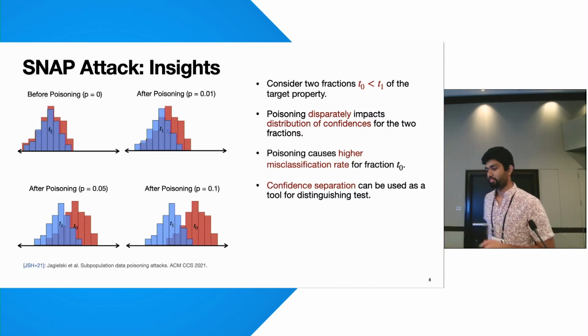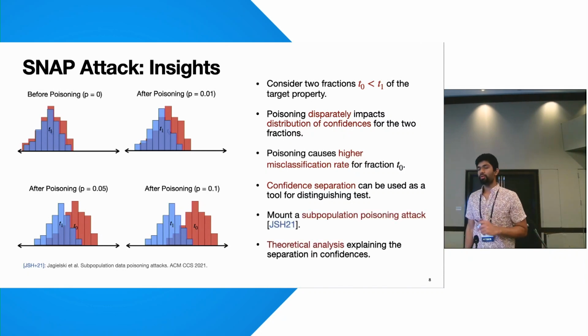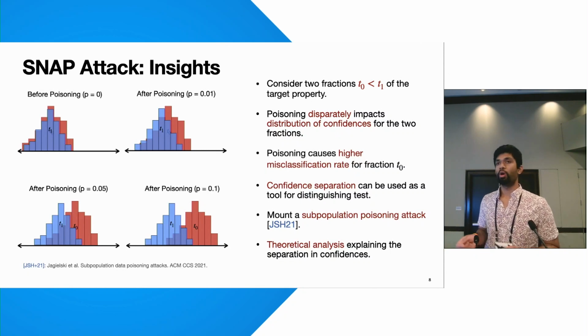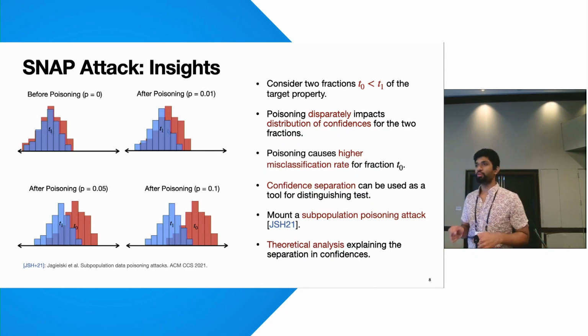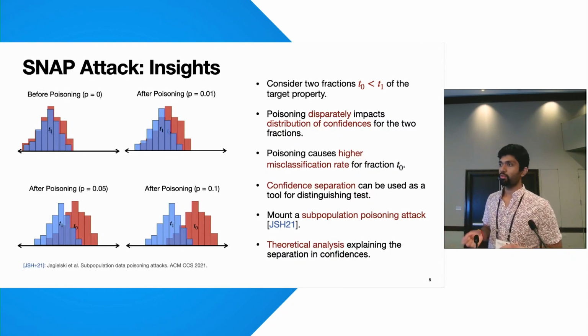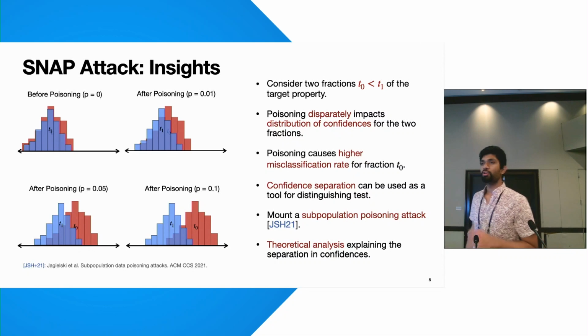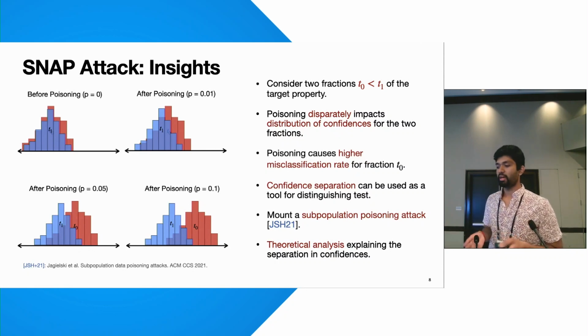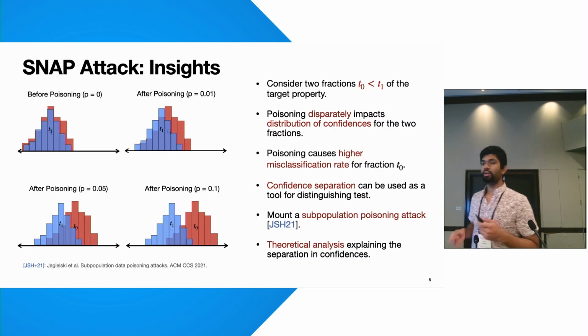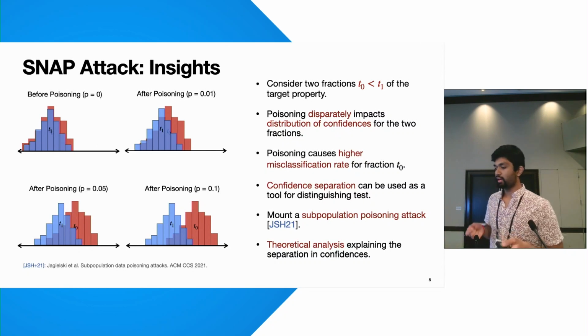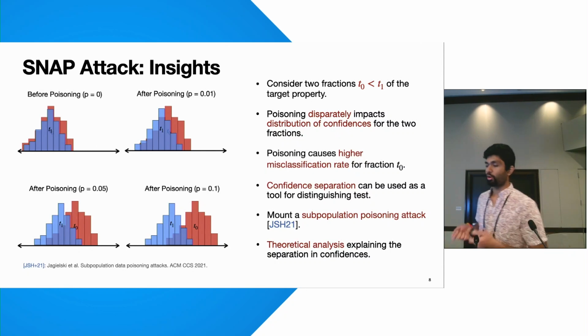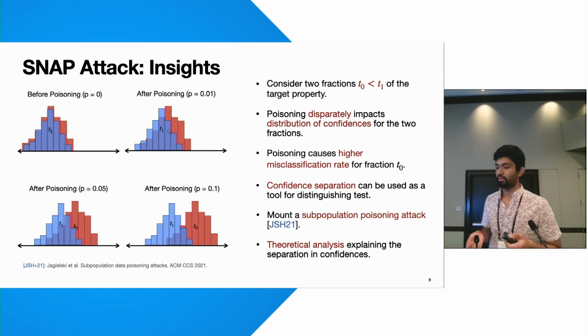Till now, I haven't explained what kind of poisoning attack we use. We are using a version of subpopulation poisoning attack where we define the subpopulation to be our target property. You can find the details of this poisoning attack in our paper. Additionally, we also provide a theoretical analysis for this confidence separation, which you can also find in our paper.